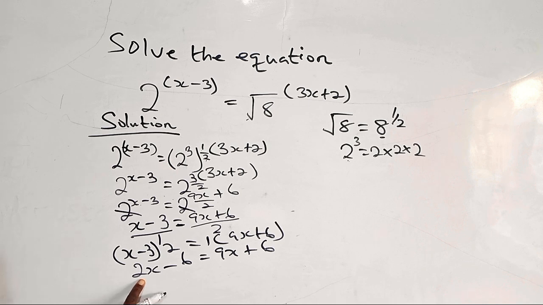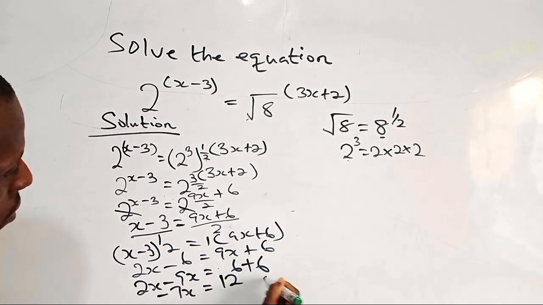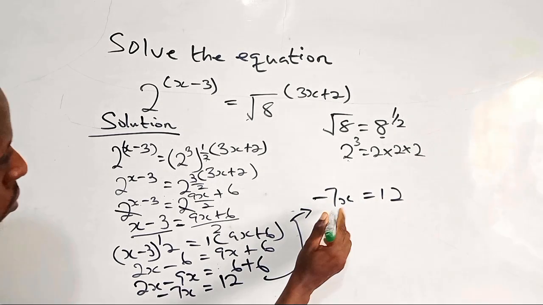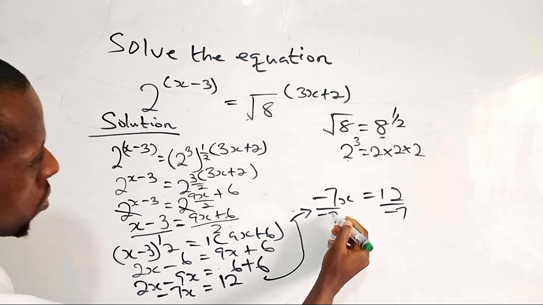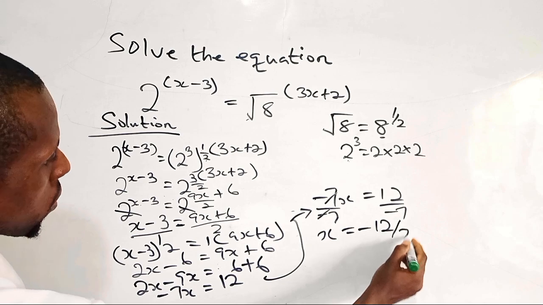So from here, you can collect the like terms. We have 2x, we have 9x. So let's bring them together. So here is 2x minus 9x equals, I have 6 here, plus, when it comes here, it becomes 6. So for 2x minus 9x, that is minus 7x equals 6 plus 6, which is 12. So we can easily determine x by dividing both sides by the coefficient of x, which is minus 7. So when this leaves the equation, we have x equals minus 12 over 7.